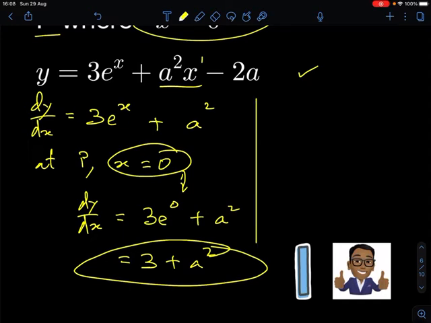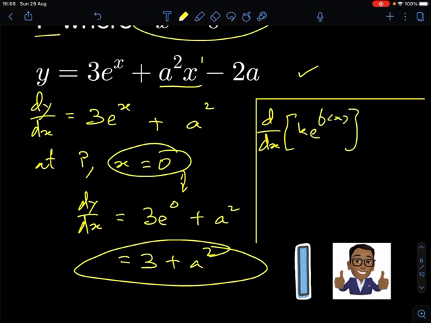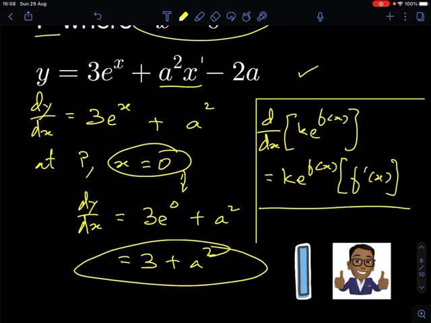Just to recall, for those of you still not sure about how to differentiate an exponential term, imagine you have the general formula ke to the power of f(x). You differentiate that with respect to x. You just copy exactly the same thing, ke to the power of f(x), and then you multiply that with the derivative of f(x). That's all. Simple. You don't have to memorize other ridiculous formulas. Just use this general formula will do.